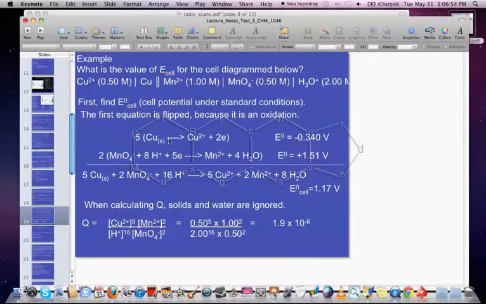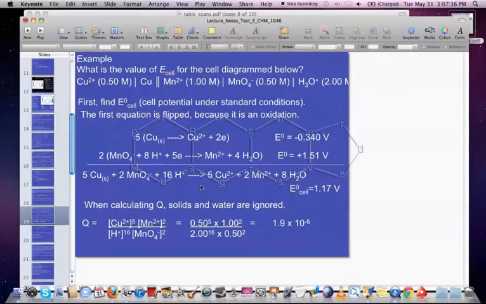Now we've got 2 electrons up here and 5 electrons down here, so we need to do something to make these electrons equal. So what we do is we multiply this one by 5, we'll multiply this one by 2, that will give us a net amount of 10 electrons in each of these reactions. Alright, so we go ahead and we add those reactions together. This is what we get. And you'll notice I've got the 5 in front of the copper, 5 in front of the copper 2+ down here, 2 in front of the permanganate, 16 in front of the H+, 2 in front of the Mn2+, and 8 in front of the H2O, that's 2 times 4. So I've just gone ahead and done the multiplication out here.